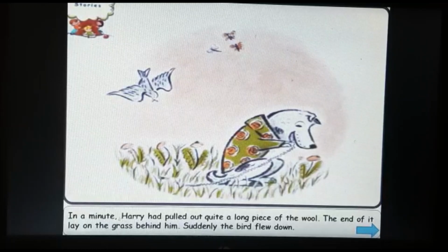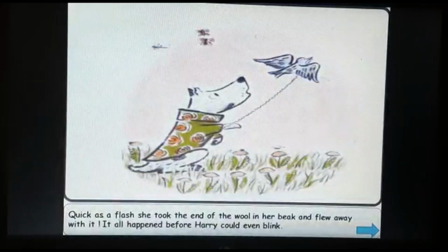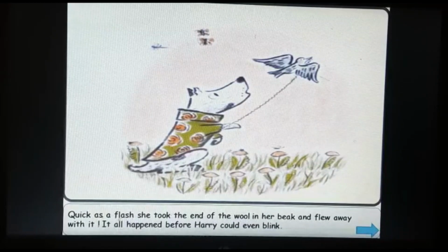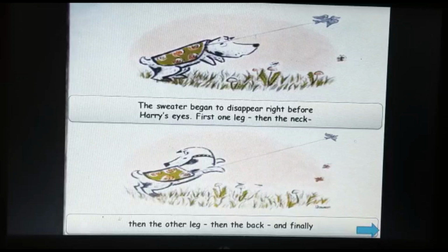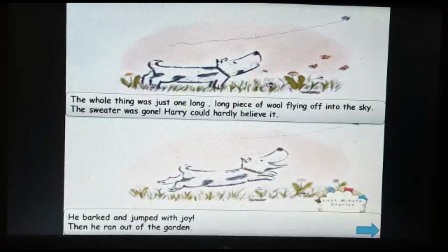He's so happy because he's getting rid of it. What did Harry do to get rid of the sweater? Quick as a flash, she took the end of the wool in her beak and flew away with it. It all happened before Harry could even blink. The sweater began to disappear right before Harry's eyes. First, one leg, then the neck, then the other leg, then the back, and finally, the whole thing was just one long, long piece of wool flying off into the sky.